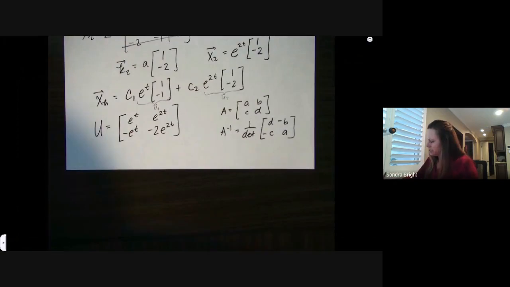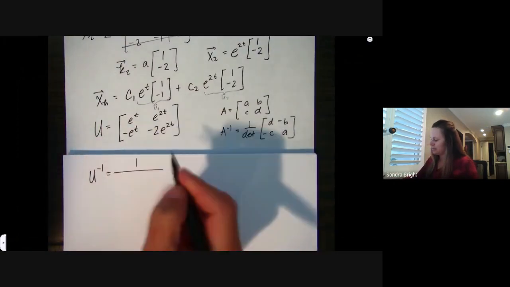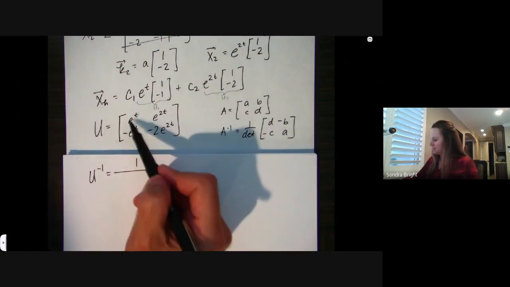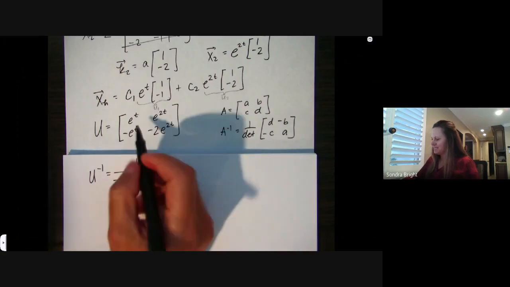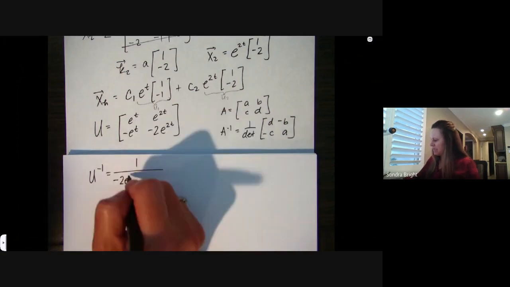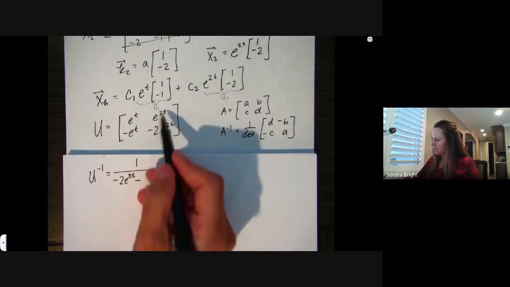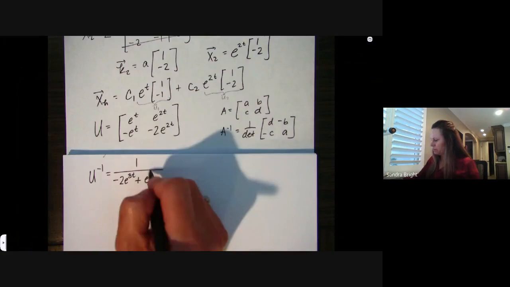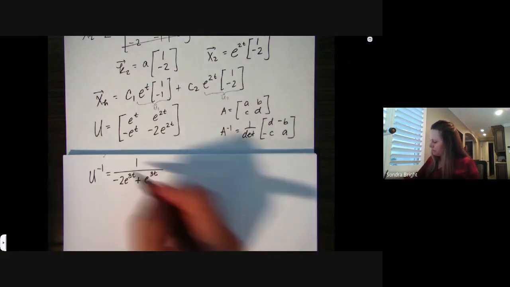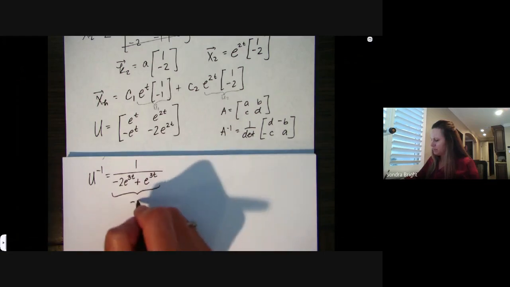That means that U inverse is going to be 1 over the determinant of this, which would be e to the t times negative 2e to the 2t. e to the t times e to the 2t is e to the 3t. And then you're going to subtract from it the opposite diagonal, which is a negative, so it'll become a positive. e to the t times e to the 2t is e to the 3t. So this determinant ends up being just a negative e to the 3t.